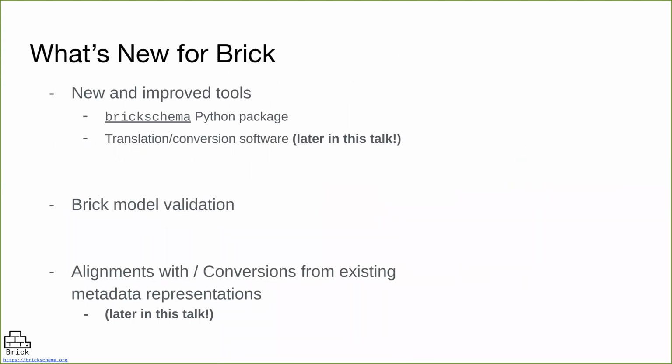More of what's new for Brick, new and improved tools. I'll talk about the brickschema Python package in just a slide, but we also have improved translation and conversion software, which Erik will talk about later, as well as alignments with and conversions from existing metadata representations to increase Brick's compatibility with the other efforts in this space. Related to the tools, we also now have a mechanism for doing the validation of Brick models, which I'll also touch on in a couple of slides.